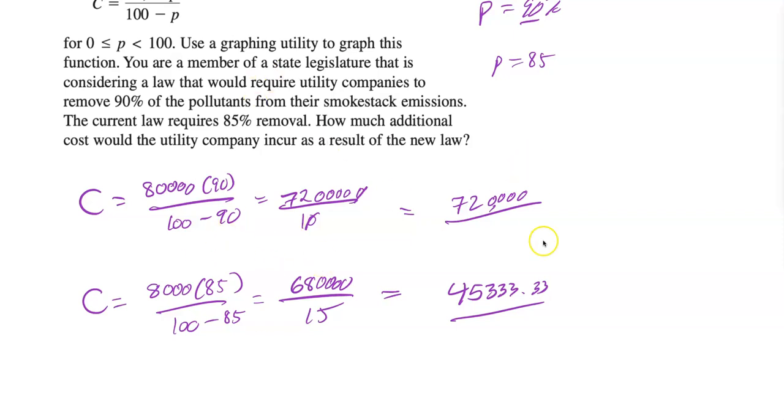We want to figure out what's the difference. Let's subtract these two. 72,100,000 minus the current answer. When you do that, you get about 674, oops. So that minus that, 674,666.67. So a whole lot of money the new law would cost. Good. Don't pollute our world. Anyway, that's the lesson.